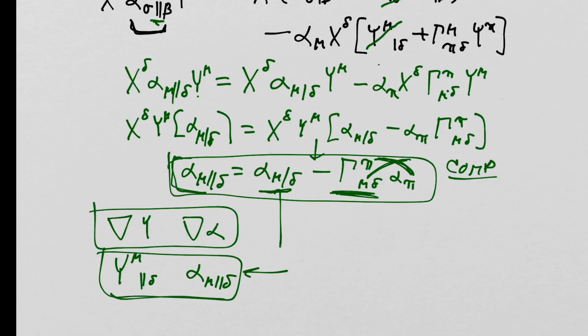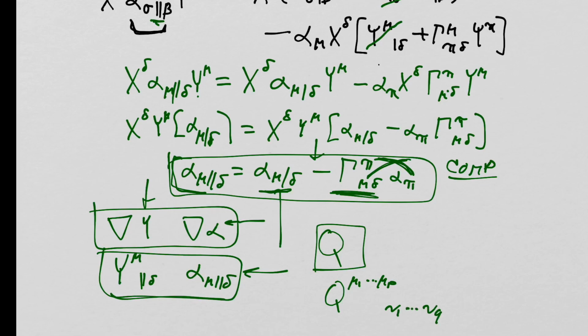And so now that we can do it for a vector and for a covector, now the question is, can we do it for an arbitrary tensor Q? So it's where Q in the comp notation would be mu1 dot dot dot mu p, nu1 dot dot dot nu q. So it would be a p q rank tensor, right?